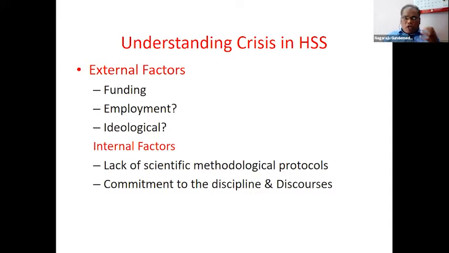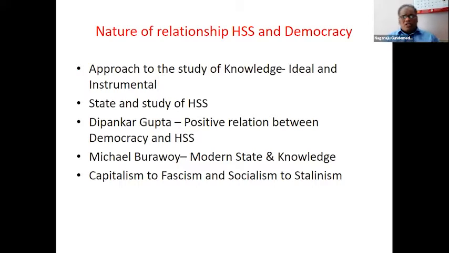So we're talking about the ecology of knowledge systems. The ecology of knowledge itself primarily created a kind of unequal relationship between the STEM subjects as well as the social sciences and humanities subjects. So now this is where, friends, I would like to come to the core of our topic, that is, what is the nature of the relationship between the humanities and social sciences on the one hand and democratic practices on the other hand.